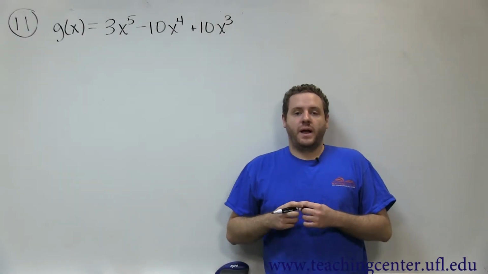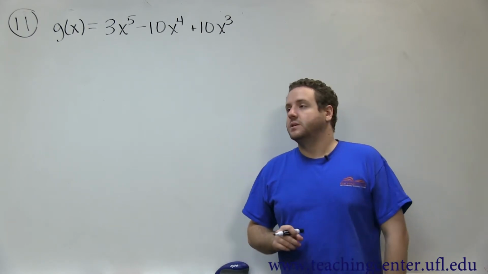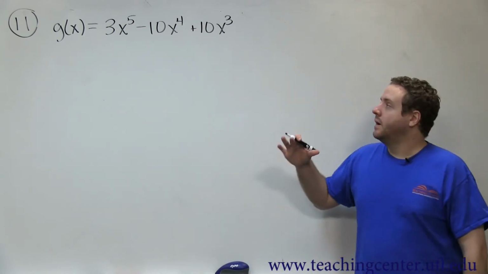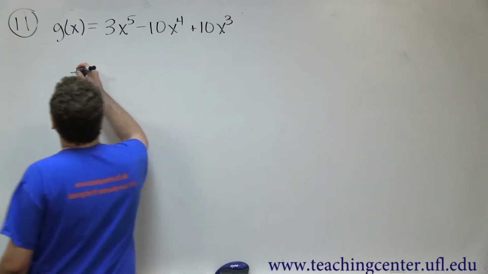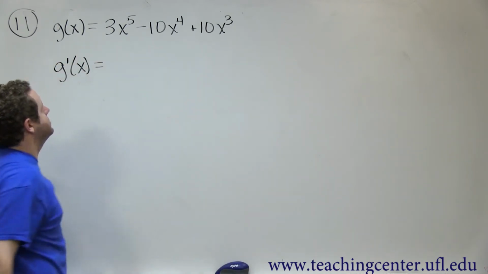In problem number 11, we're asked to find how many inflection points this graph has over the ruled line. So if we're trying to find inflection points, we need to talk about the second derivative, so we need to get there. So first, let's do the first derivative, g prime of x. We're just going to be using our power rule on each term.